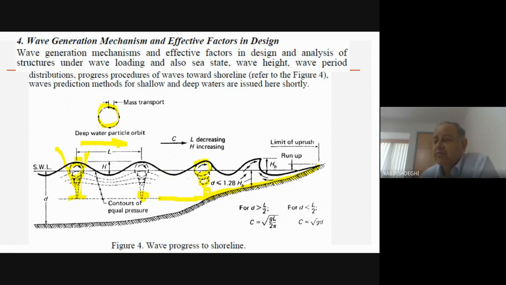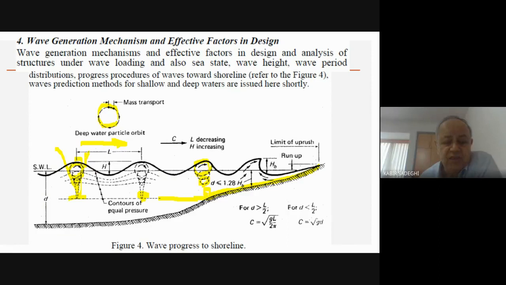Let me read a little, and change the phase a little. Wave generation mechanisms and effective factors in design and analysis of structures under wave loading, and also shear state, because we have different shear states, wave height, wave period, what the distribution of them is, progress procedures of wave toward the shoreline, which is shown in the figure, wave prediction methods for shallow and deep waters are issued here shortly.